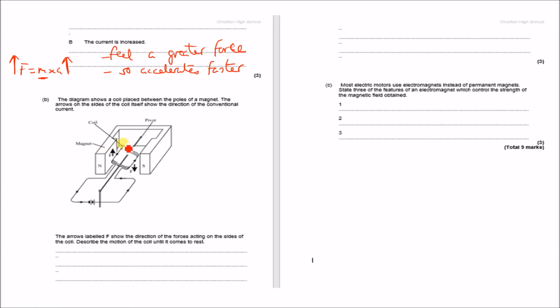Right, the diagram shows a coil placed between the poles of a magnet, and the arrows on the sides of the coil itself show the direction of the conventional current. So this is one of those tough questions, because in this particular question it's not going to rotate. Why is it not going to rotate? Because there is no split ring commutator.